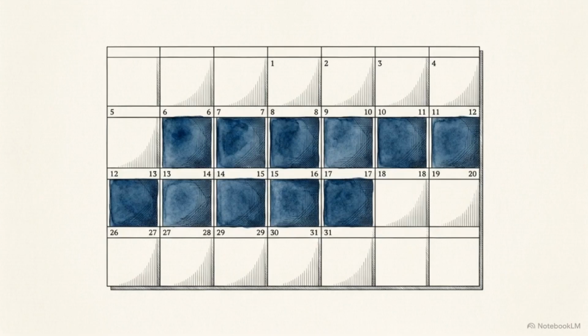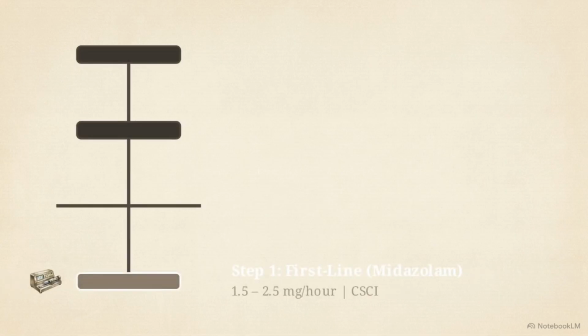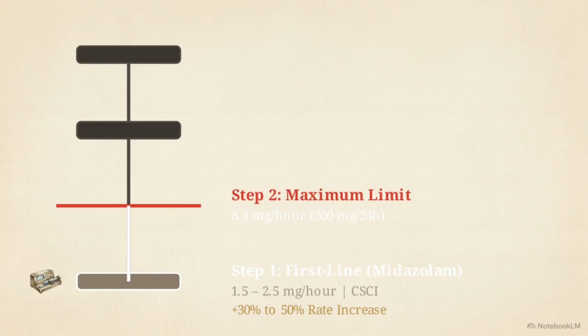Under Dutch law, continuous sedation is reserved for patients with an estimated life expectancy of 14 days or less. This titration ladder begins with a first-line continuous subcutaneous infusion of midazolam. To manage breakthrough distress, the continuous rate is permanently increased by 30 to 50%. The protocol establishes a pharmacological ceiling for this medication at 8.4 milligrams per hour.